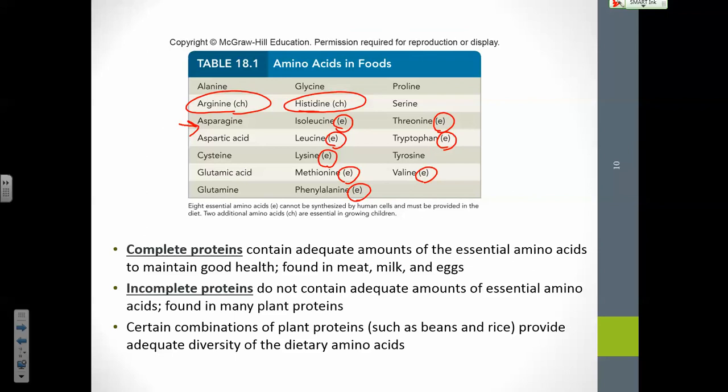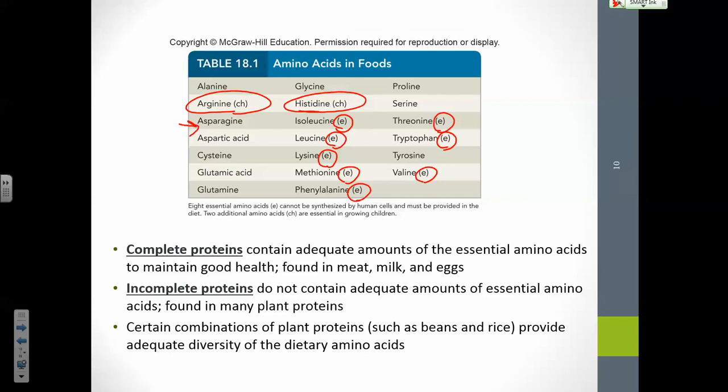You don't have to memorize any of these. You just need to know that as an adult, 8 amino acids are essential. So that means you have to get them in the foods that you eat. And the only place you get amino acids is in proteins. So you can't live with a no protein diet. You have to have protein in your diet.